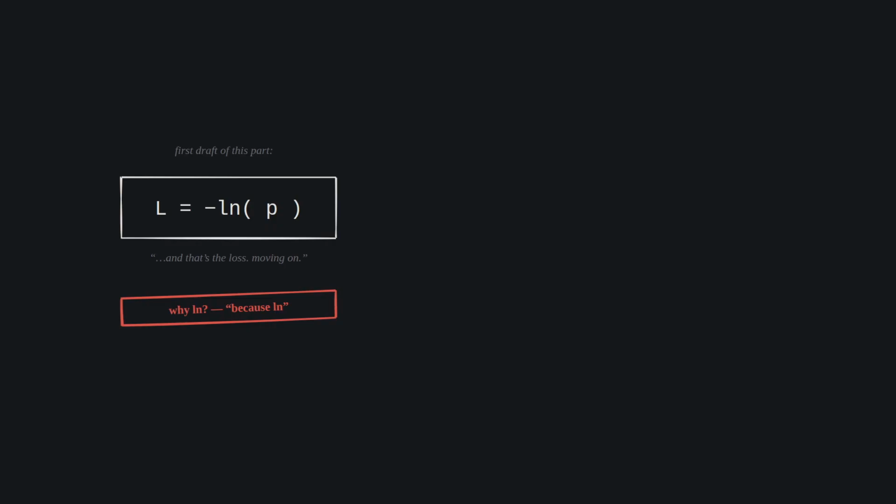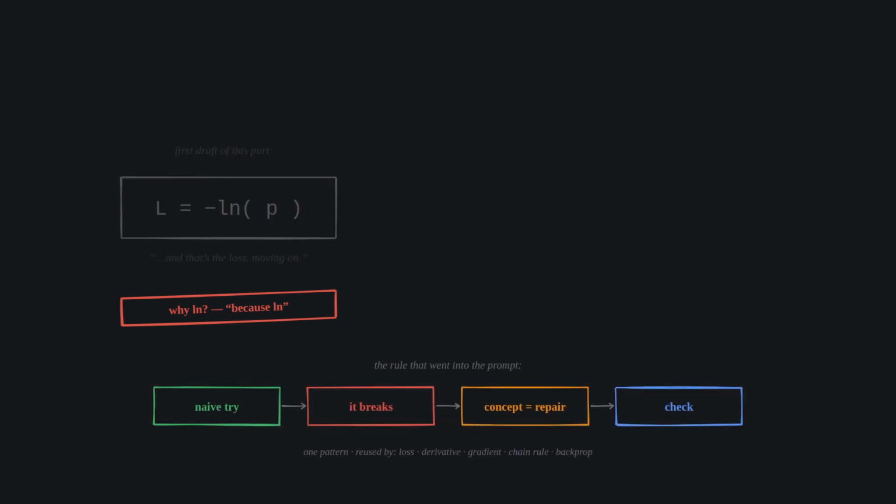Pause 3, the logarithm. This one is my favorite fix in the whole project. The first draft of this part said, the loss is minus the logarithm of the probability, and moved on. And that's the, let's say, 300 disease again. You cannot answer why the logarithm with because logarithm. And the fix wasn't a better paragraph. It was a rule written into the prompt itself.